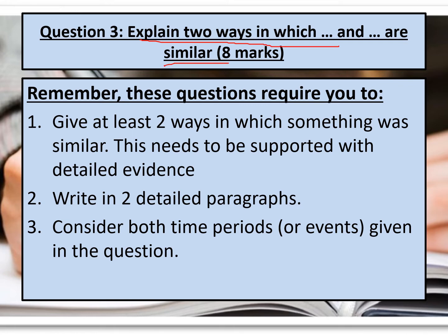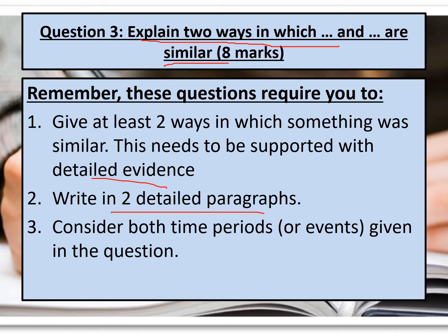Now all we have to do well in this answer is to write two detailed paragraphs, just like with the significance question. The first paragraph is going to need to introduce why something is similar, what is the similarity between them, and then support with loads of detailed own knowledge. And the second paragraph is going to be exactly the same, saying a different similarity between those two events or those two people, and then again supporting it with lots of detailed evidence.